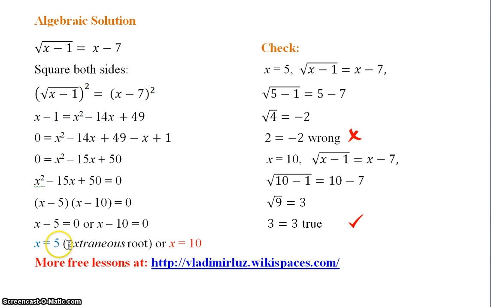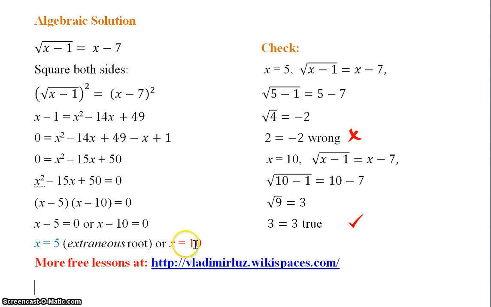Let us substitute x equals 5 into the original equation. We get in the left side square root of 5 minus 1, and in the right side 5 minus 7. 5 minus 1 is 4, 5 minus 7 is negative 2, square root of 4 is 2, but 2 doesn't equal negative 2. It's wrong. Therefore, x equals 5 is not the root of the given equation. It's a fake or extraneous root.